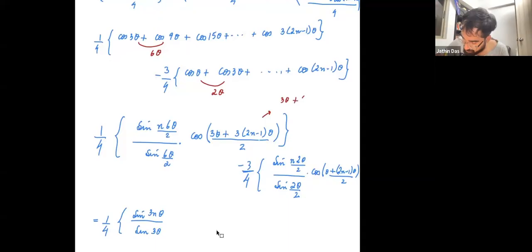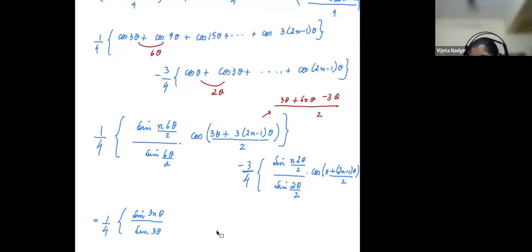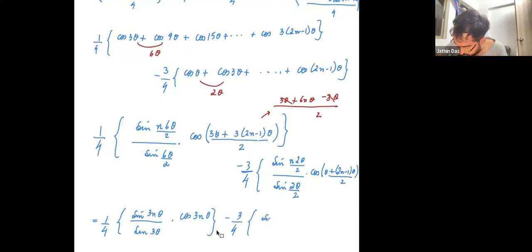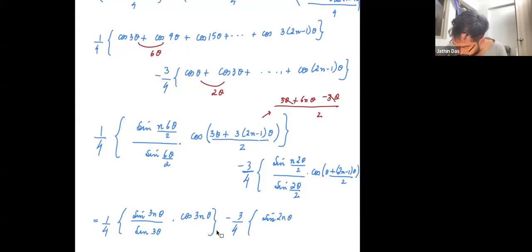3 theta plus 6n theta minus 3 theta by 2, it will come like this, no? Yeah. So 3n theta. Cos 3n theta. Okay. Minus 3 by 4. Here you will get sine 2n theta by sine theta.